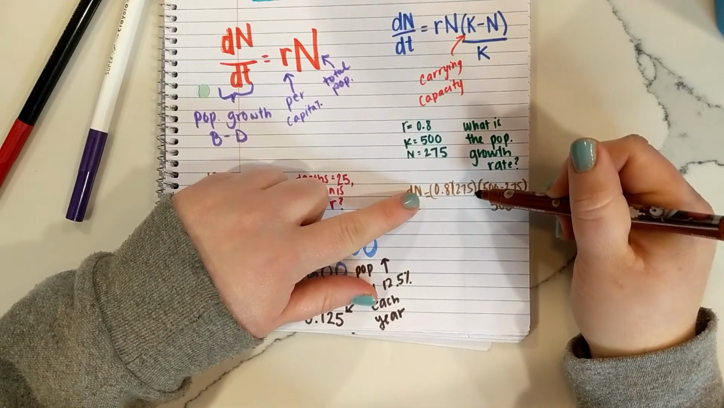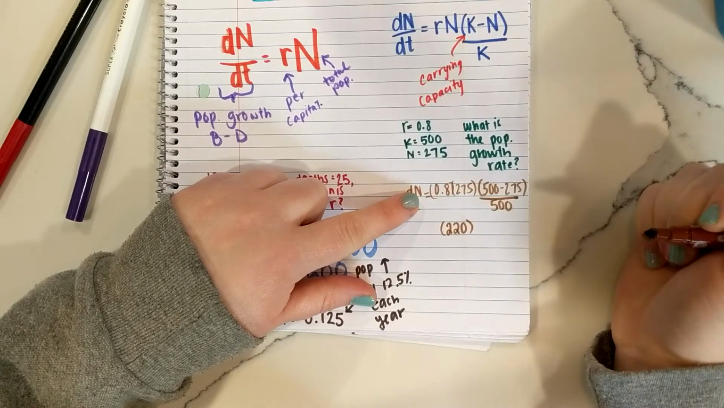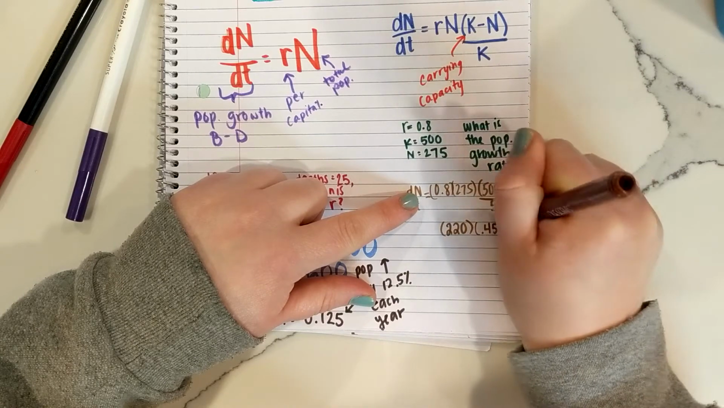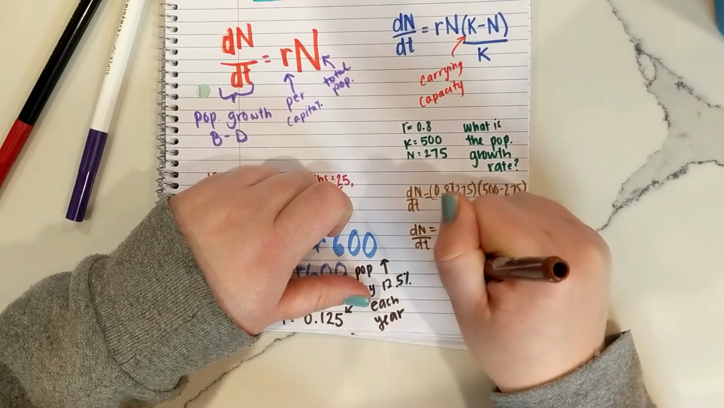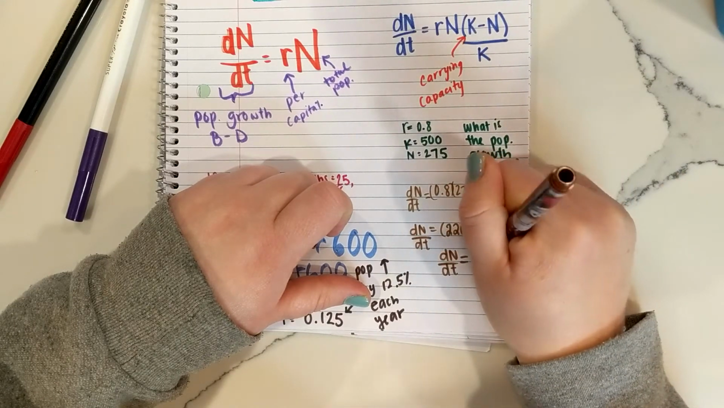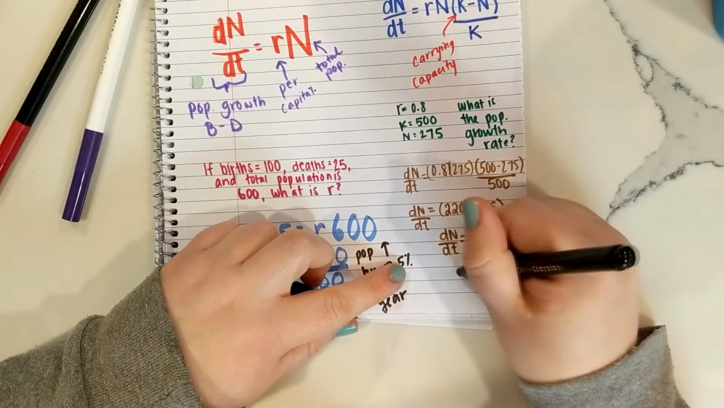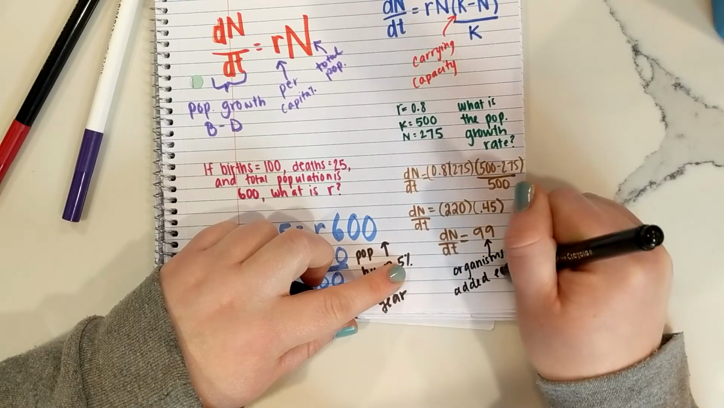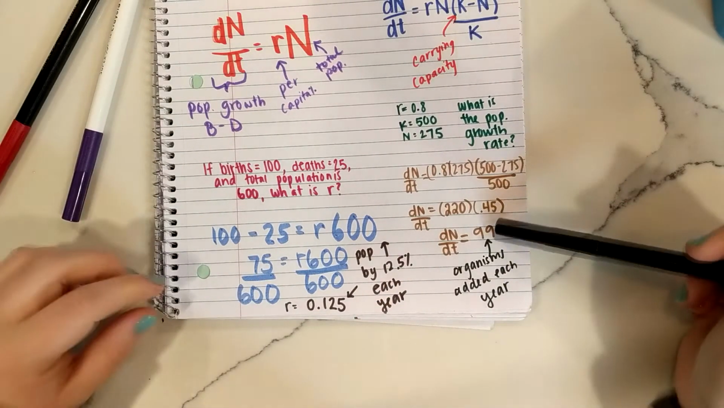All right, so this right here is going to be 220. And if you solve for this whole thing right here, it's going to be 0.45 equals dN over dt. So then dN over dt equals 99. So what does that mean? It means that 99 is the number of organisms added each year. Now, since we have this, if they gave us the birth or the death rates, then we could figure out the other one as well.